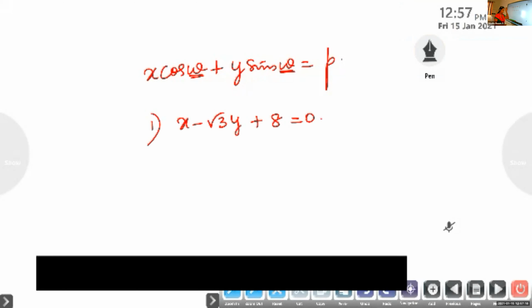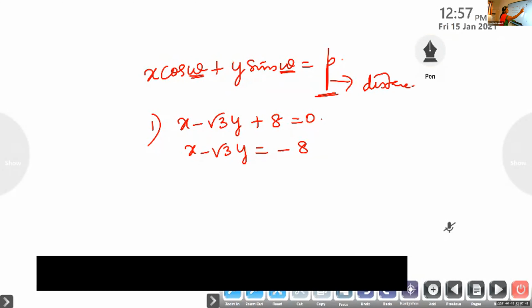The first thing is, take the constant term, plus 8, to the other side, and you will get minus 8. What is the form we want here? x cos theta plus y sin theta is equal to P. What is P? P is the distance, and distance should always be positive. But here it is minus, so minus will not be allowed.